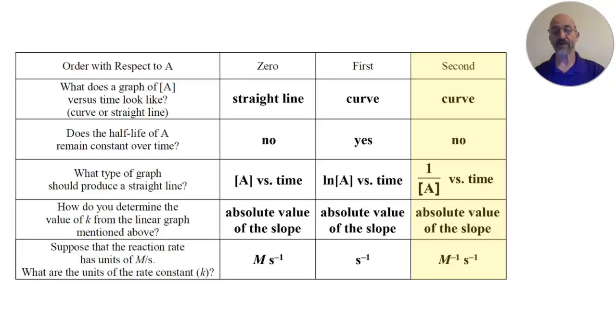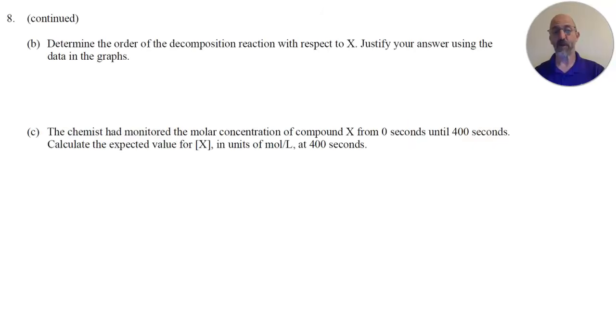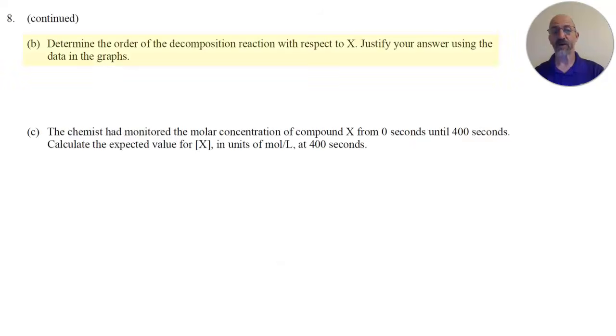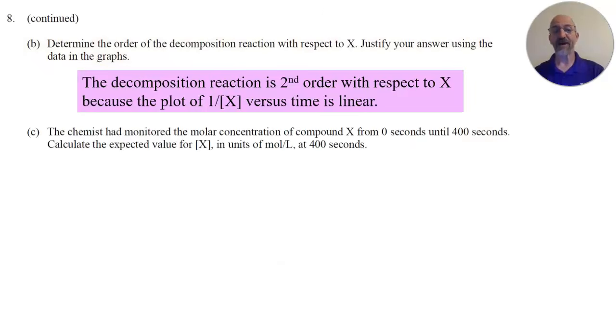This takes us straight into part B of this question. So we've done the graphs, and it says determine the order of the decomposition reaction with respect to X. Again, if the 1 over the concentration, or the reciprocal of the concentration versus time, is linear, then it's going to be second order. So that was my answer to part B. The decomposition reaction is second order with respect to X because the plot of the reciprocal of the concentration of X versus time is linear.